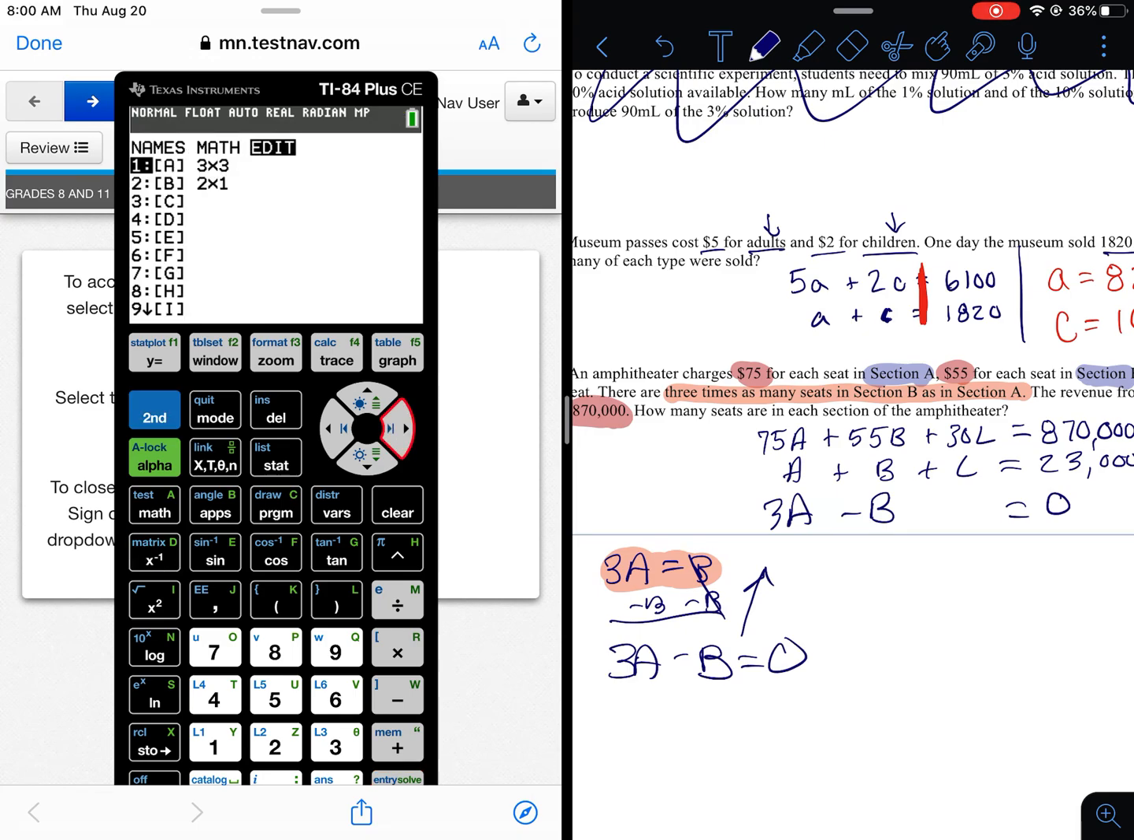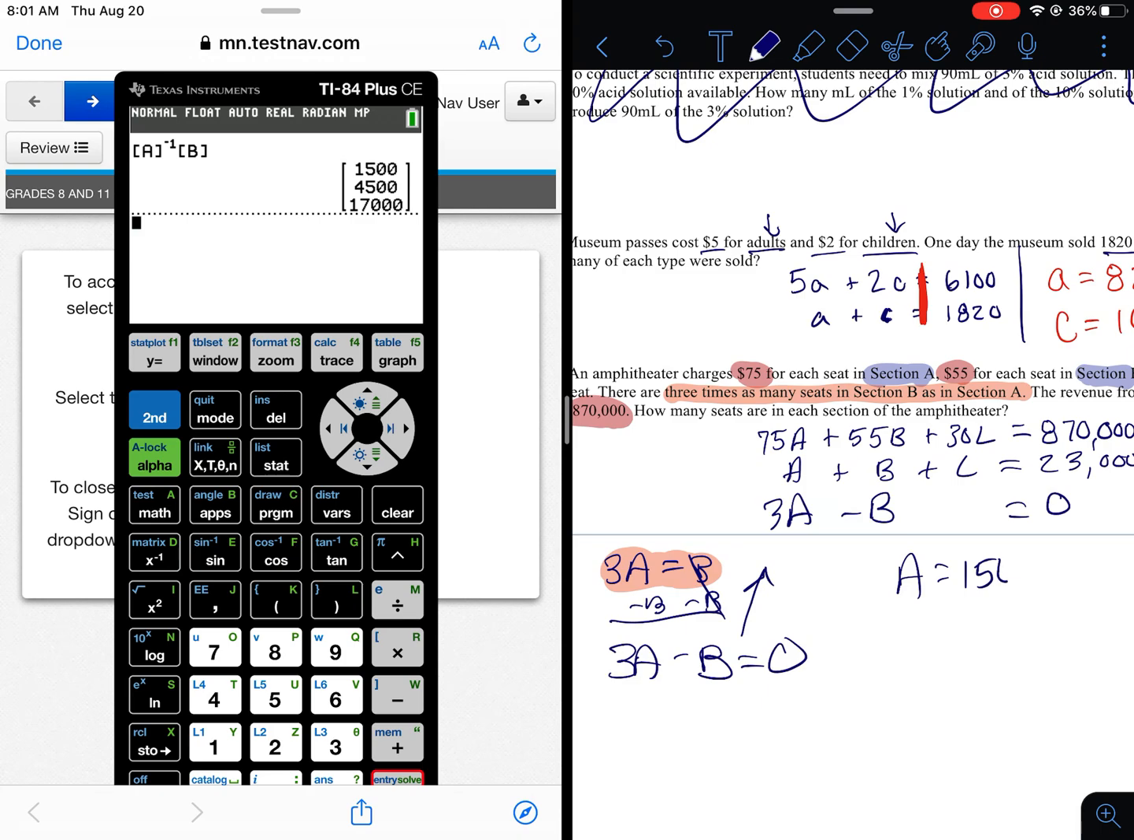Go back to matrix because I have to put in the answers, which is in matrix B, and this is a 3 by 1. Looks like 870,000, and then 23,000. And the answer for the third one is just 0. So I can go ahead now and solve this. So I'm going to quit here, go to the home screen. Matrix A inverse matrix B. Enter. And there you go.